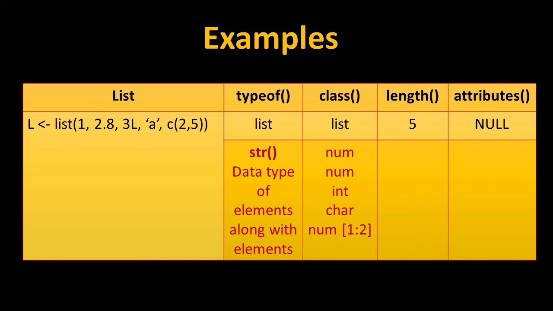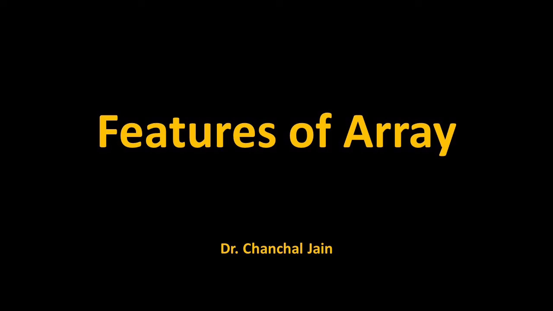So suppose list L was created using the list function having certain elements in it. So the typeof L would be list, class of L would be list, length is giving us 5, that means it has 5 elements inside it, and attributes is returning NULL. And the structure function will give us the data type of all the elements, and also it will show the elements stored in L.